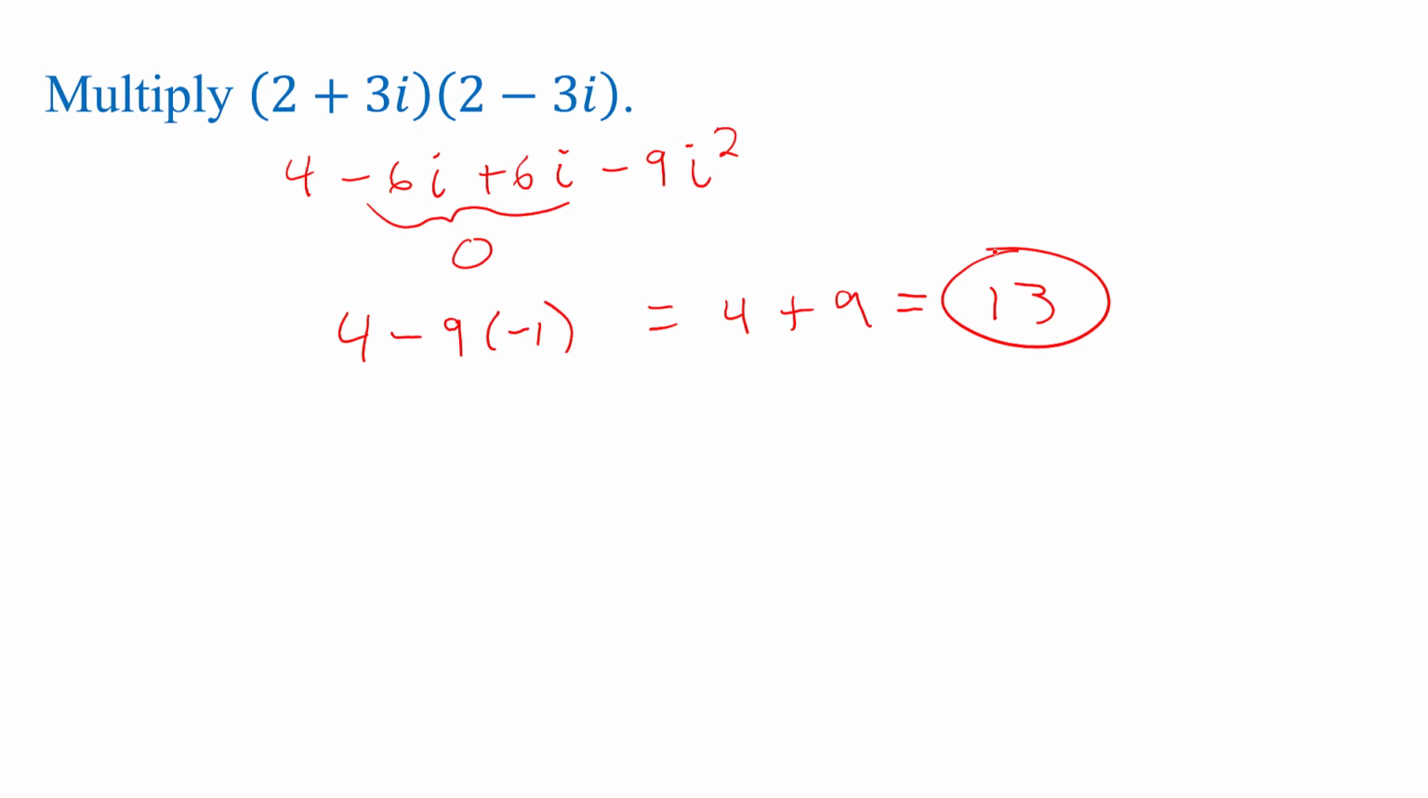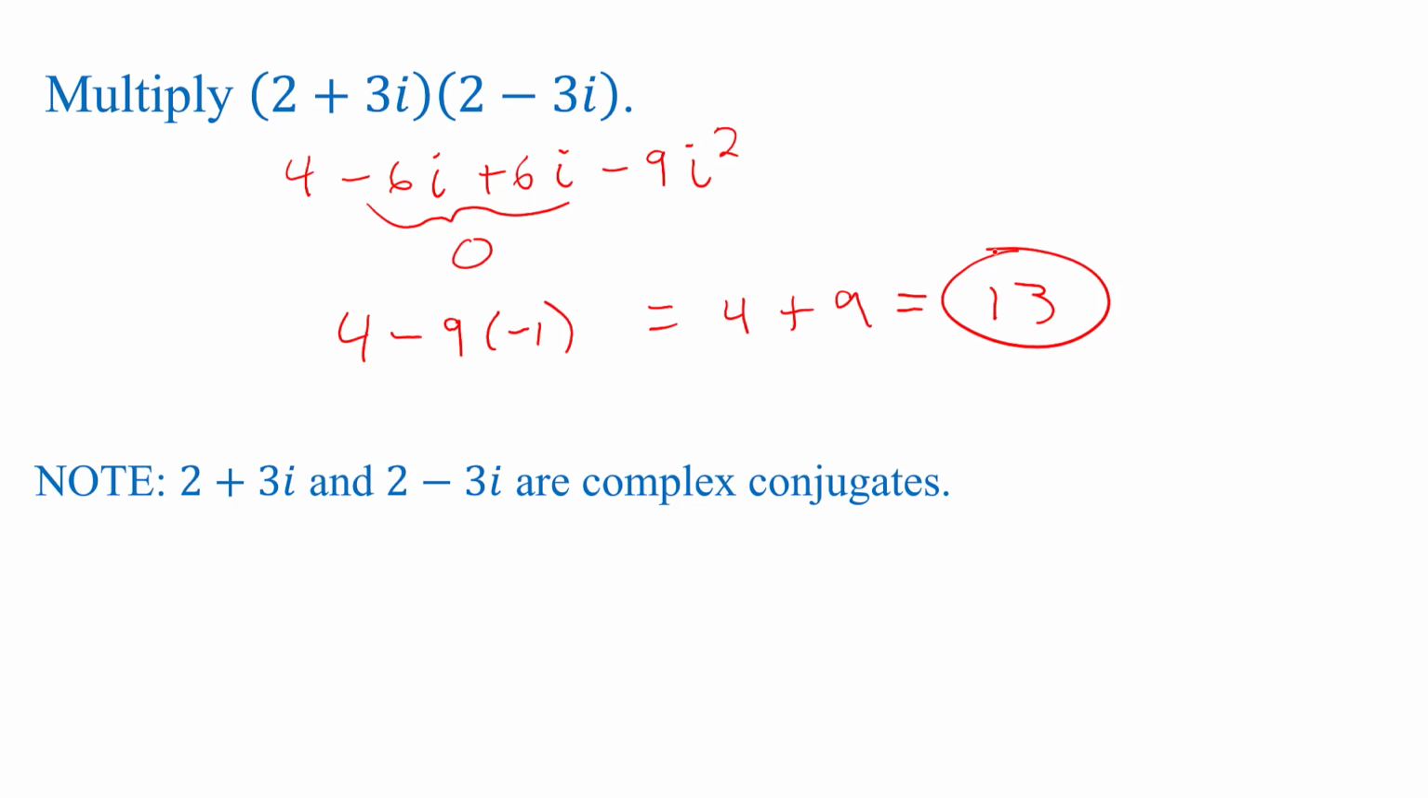So what's interesting here is that I'm multiplying two non-real numbers together and I'm getting a real number. Well, the reason that we can do that here, and something that we'll spend a lot more time with, is that 2 plus 3i and 2 minus 3i are complex conjugates. In general, we think of having a number a plus bi. The complex conjugate of that number would be a minus bi.